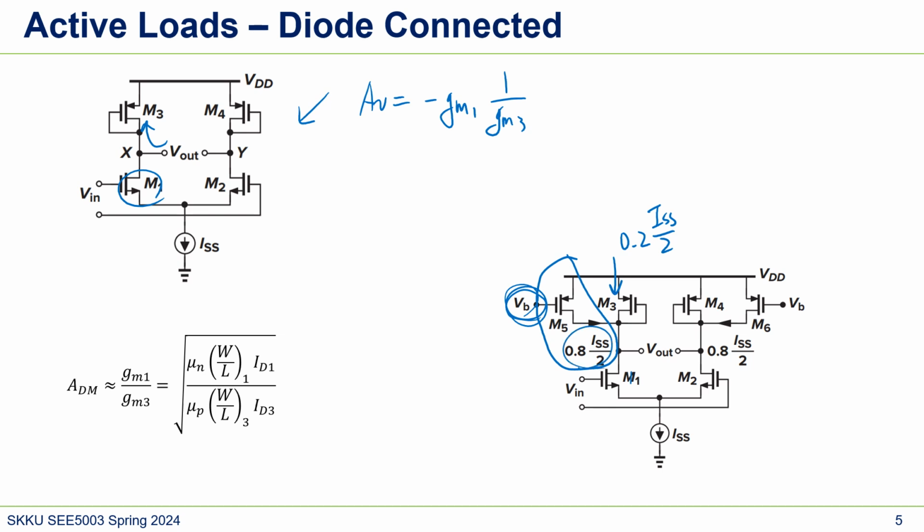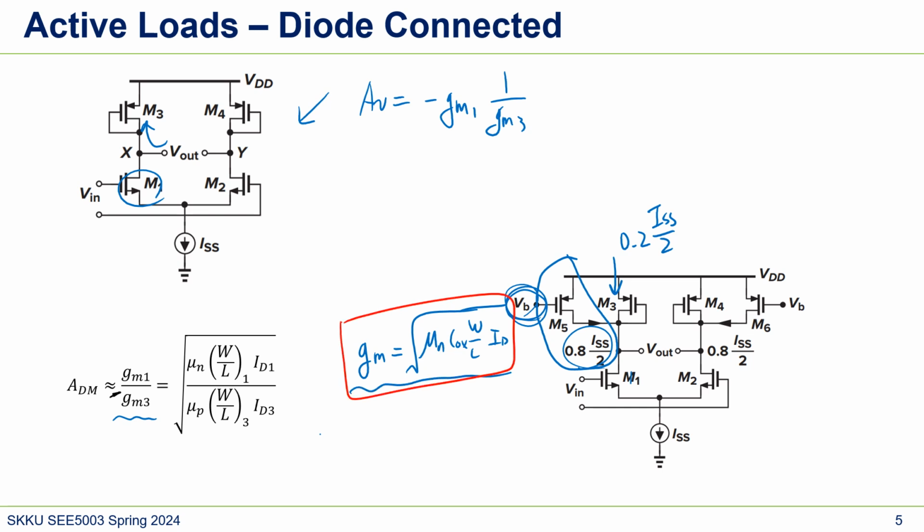In this case, the gain would be here. Well, there should be a minus sign, and this is the reason. The way we can get it is through gm, which has this form. So by using it, gm1 would be square root of 2 mu n Cox W over L1 times ID1, right?